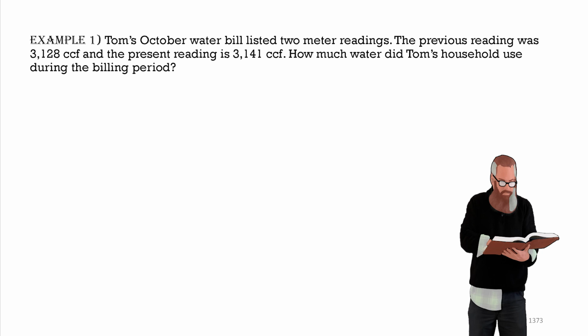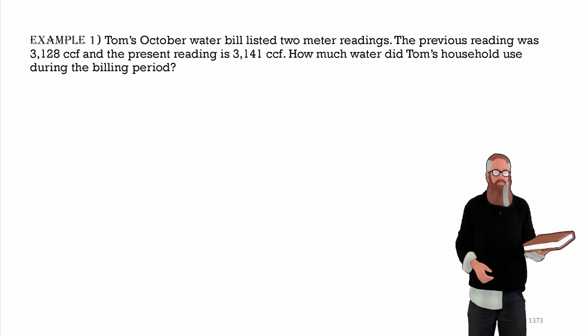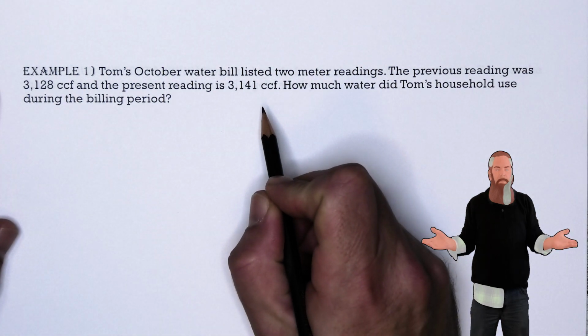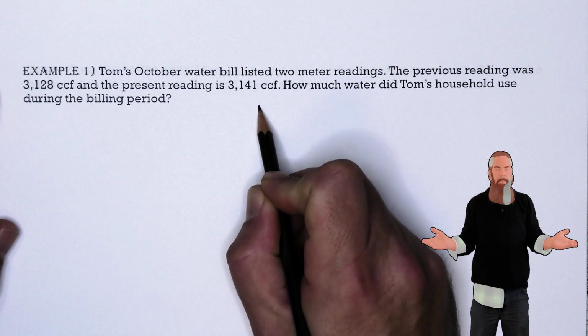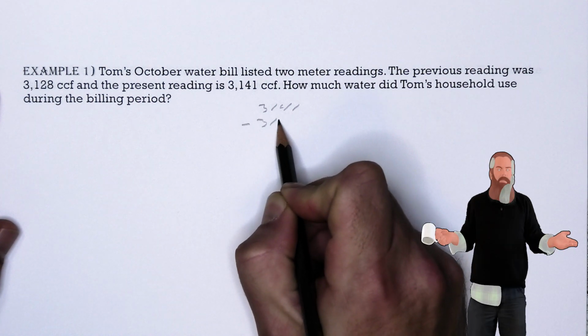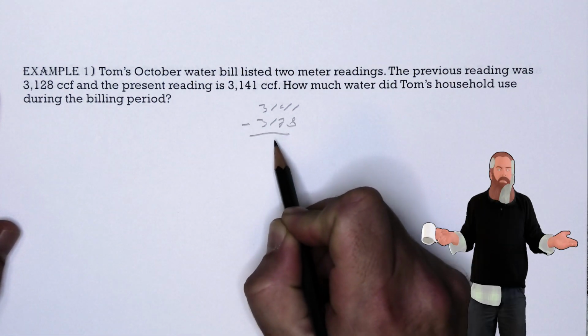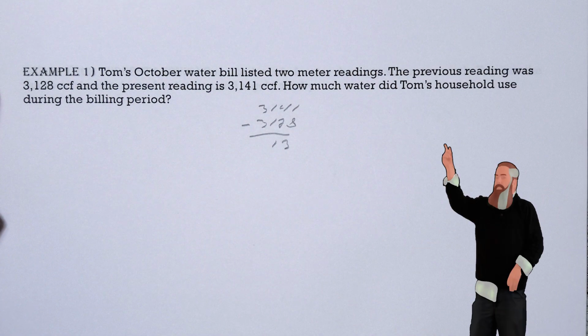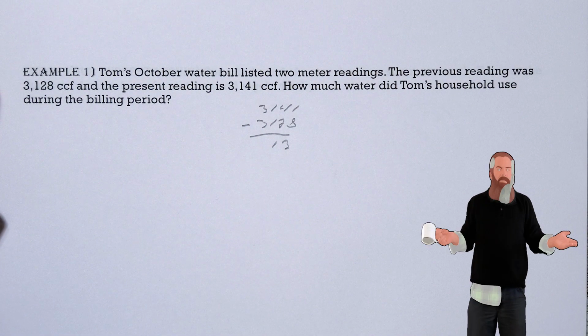How much water did Tom's household use during the billing period? To do this, we're going to subtract the number of CCF of water used. So 3141 minus 3128 is going to give us 13. Tom's household used 13 CCF of water during the billing period.